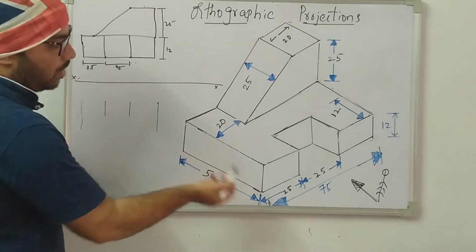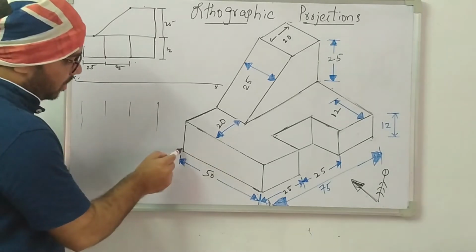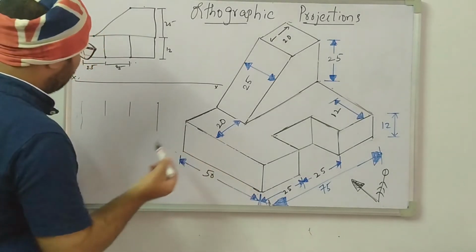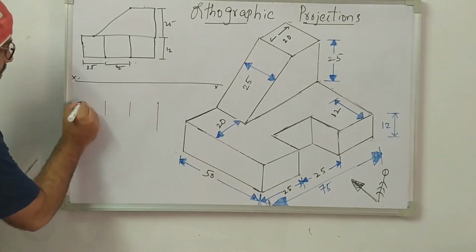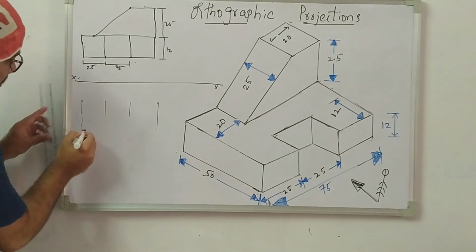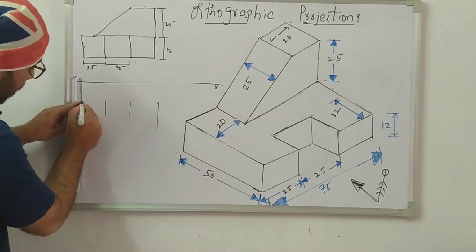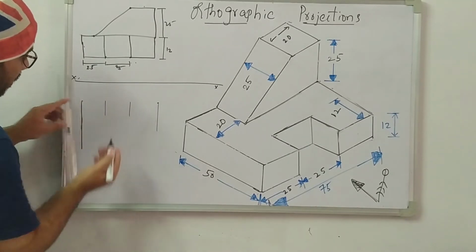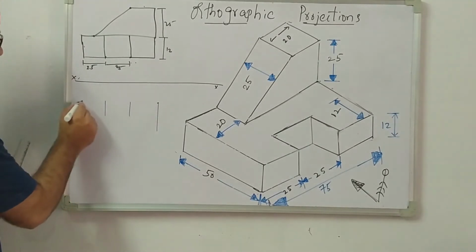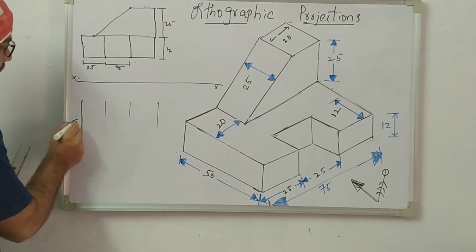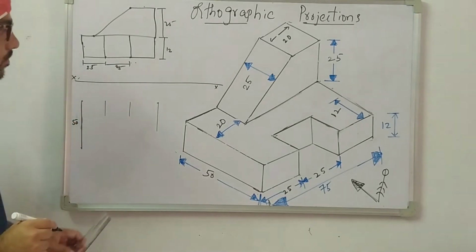Now what about the width? The width is how much here? The 50 is mentioned. So simply from here onwards, exactly at this point on the projection, draw this length. How much length do we have to draw? This length is 50 mm. This length should be 50.